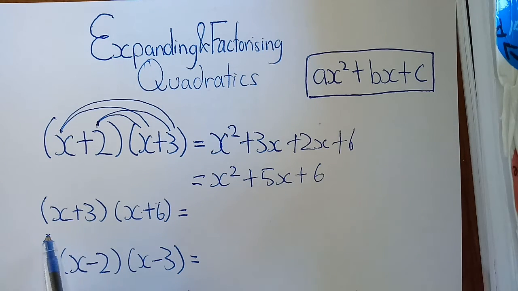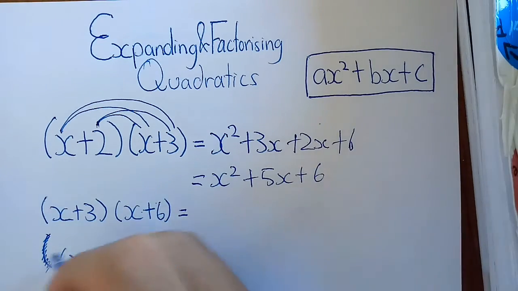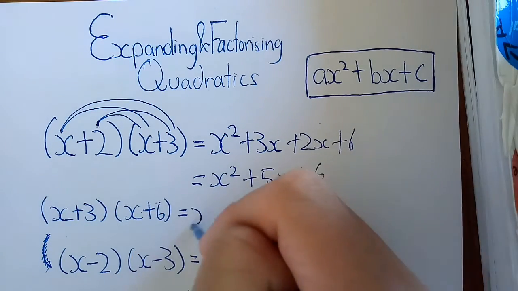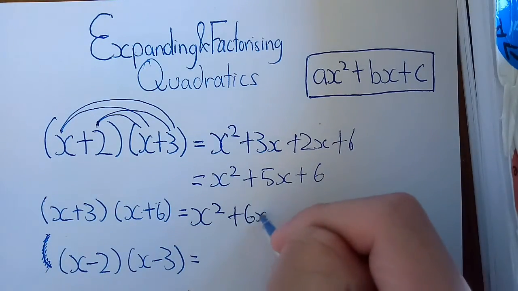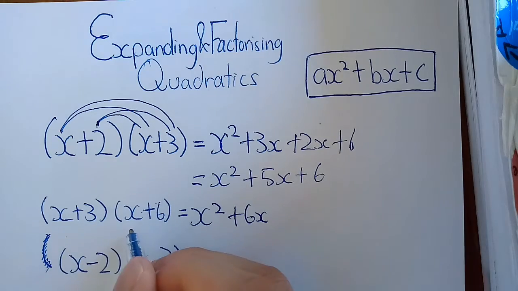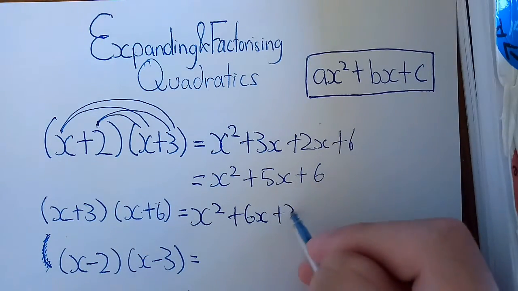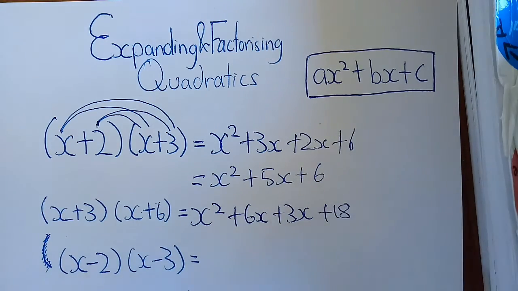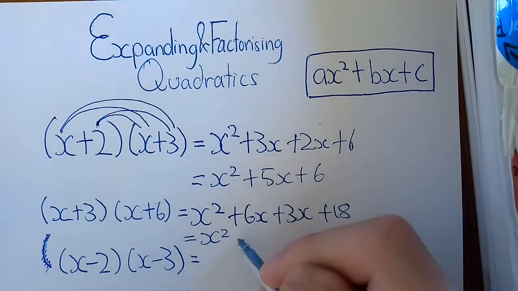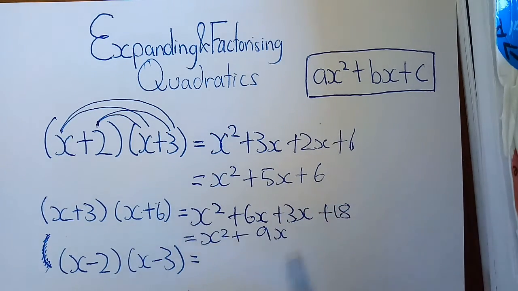Now moving on to the second equation, we have x plus 3 in the first bracket and x plus 6 in the second bracket. So x multiplied by x is x squared. X multiplied by 6 is 6x. And then moving on to the second value, 3 multiplied by x is 3x. 3 multiplied by 6 is 18. Simplify this out because we have two common terms. It will be x squared plus 9x, because 6x plus 3x equals 9x, plus 18. Okay, this is the expanded quadratic for this equation.